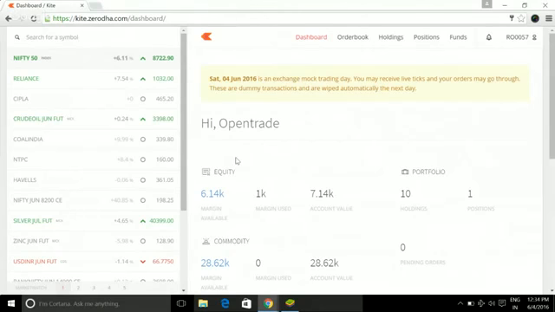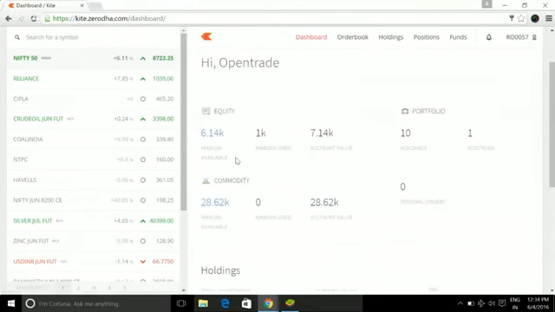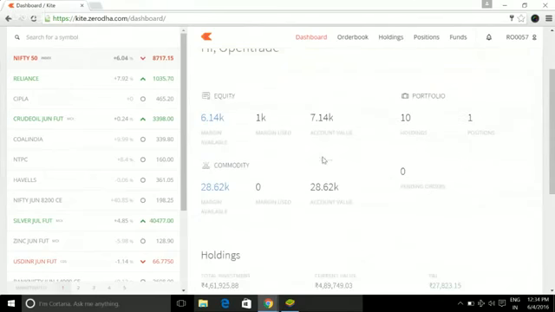Now, the dashboard, as you can see, gives you a quick overview of what's happening on the account. For example, this account has 10 holdings, 6,000 rupees in margin available, and 7,000 in total account value. Some people have asked us, what is K? K stands for 1,000, so instead of showing a big number, we use a K. So 1K means 1,000, and 6.14K means 6,140 rupees. That's essentially how the K thing works.